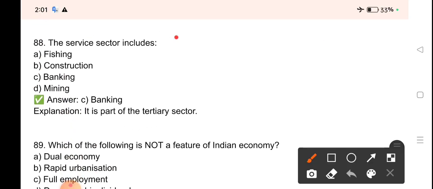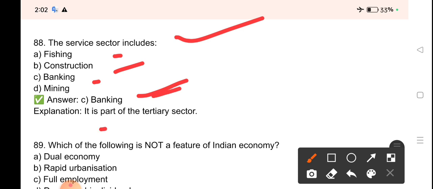The service sector includes fishing, construction, banking, mining. The service sector includes banking. It is part of the tertiary sector.